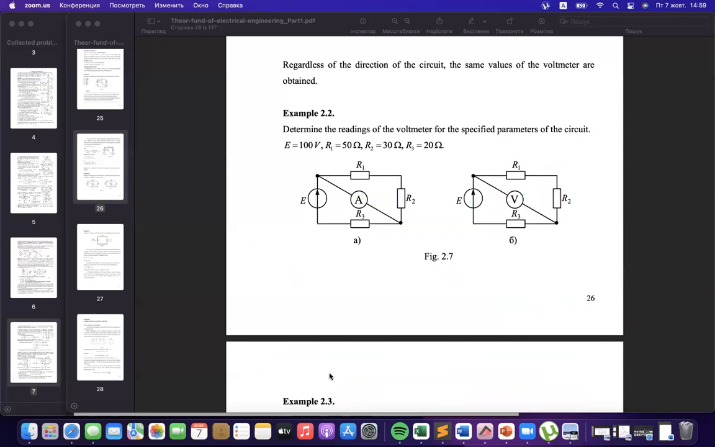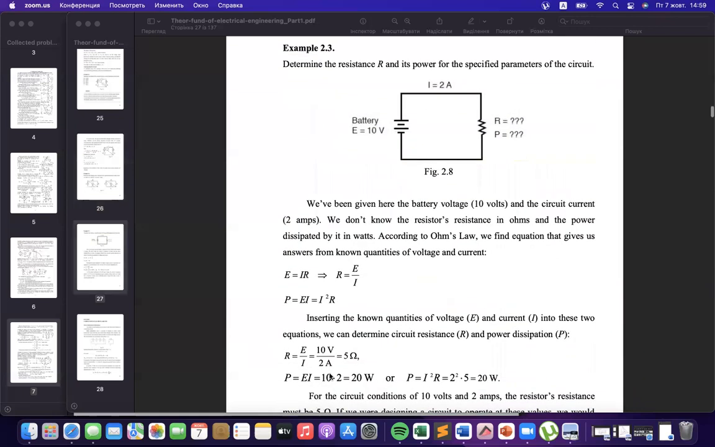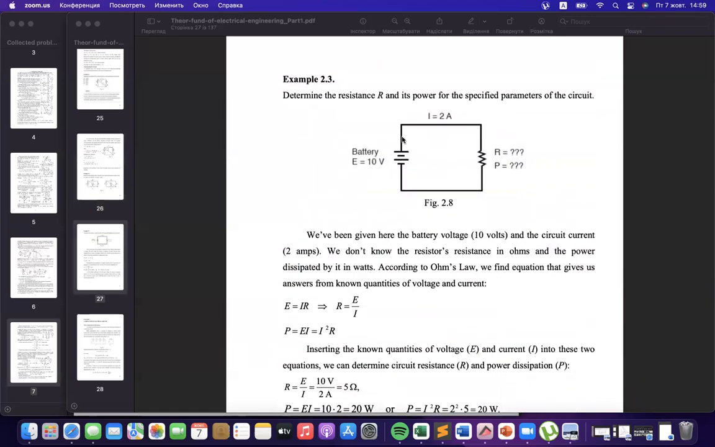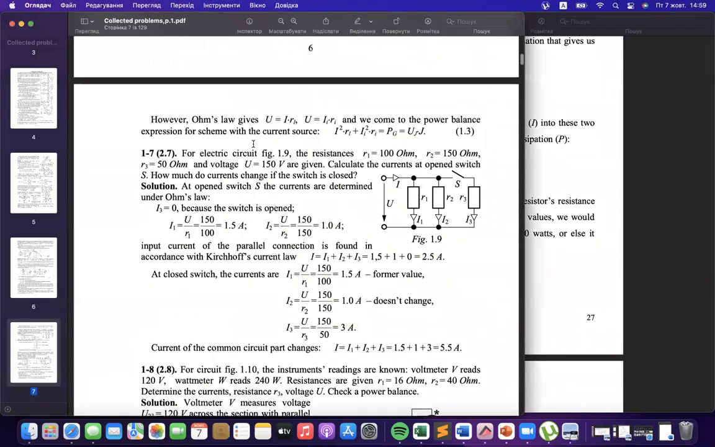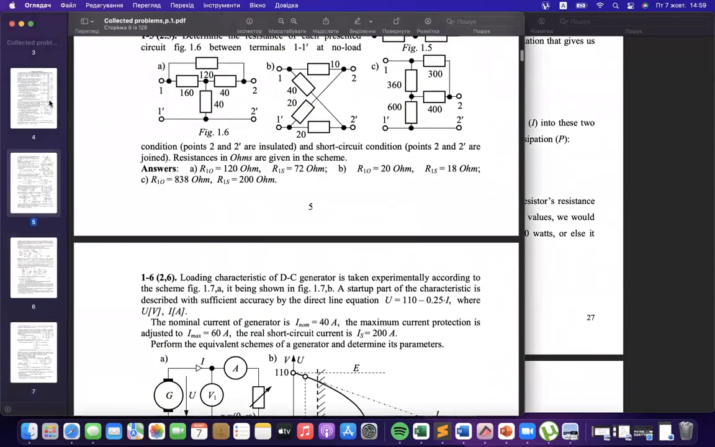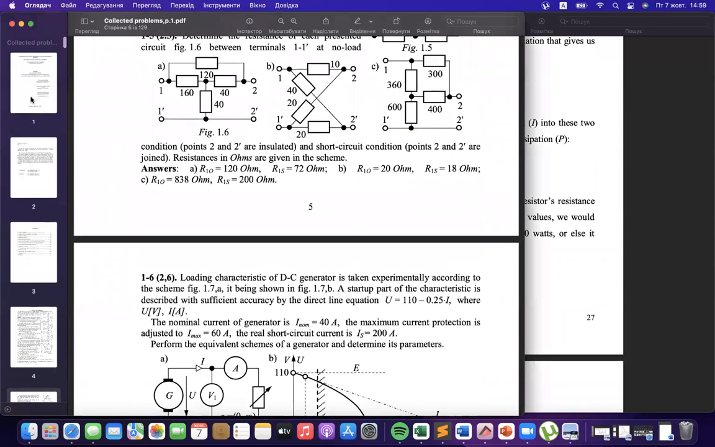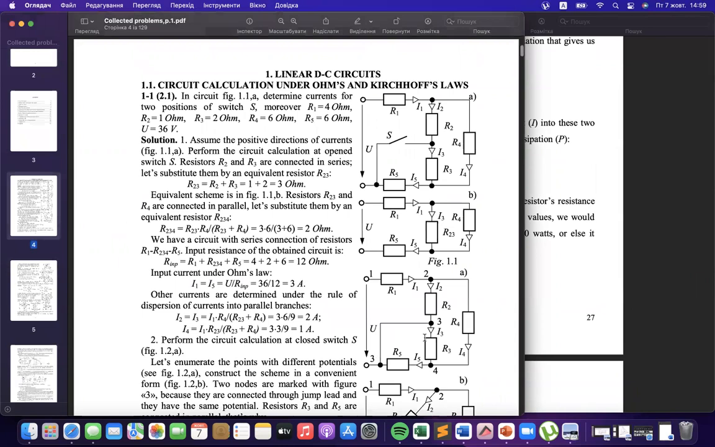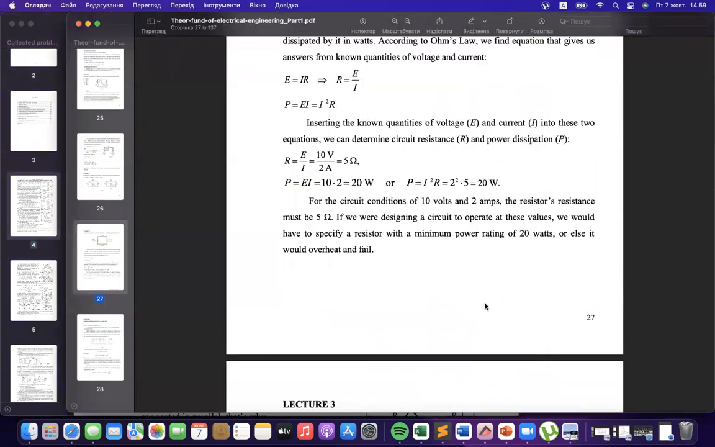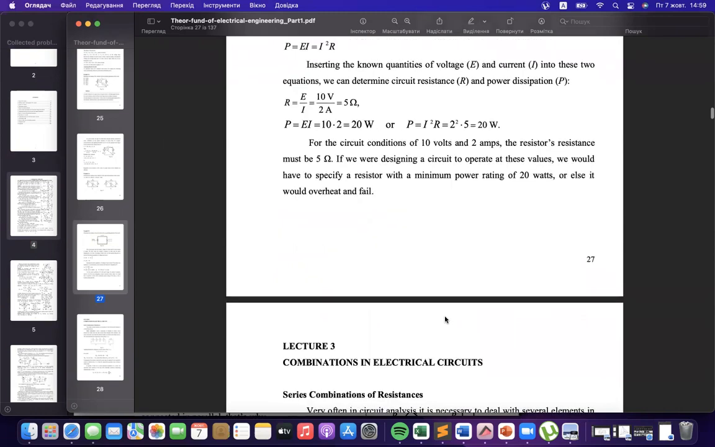Then I think let's see the last one here. Okay, let's see this one, and then some last practical task from the methodical tutorial for problem solving. And we'll move to the next topic, the transformation of mathematics that is called the mesh current method.